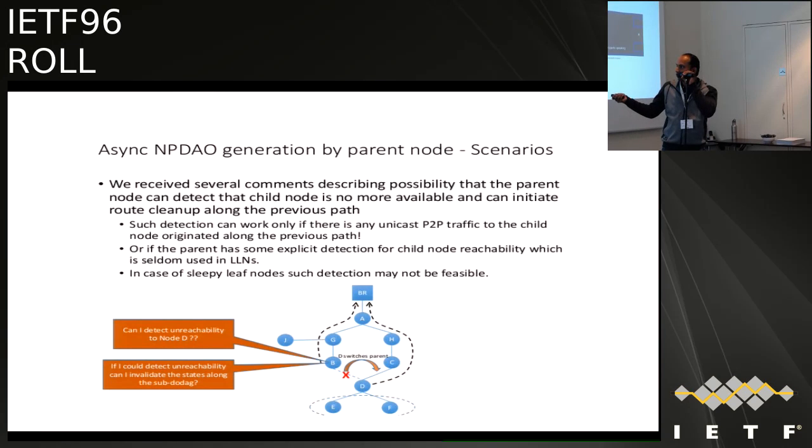Or second, if the parent node B has some explicit detection for child node reachability, which is seldom done in constrained nodes. Remember, upward it is possible. A parent node might have lots of child nodes. It might be in the range of 50s or 100s. So doing that kind of probing might not necessarily be possible. Third, in case of a sleepy node, such detection might not be completely feasible at all.